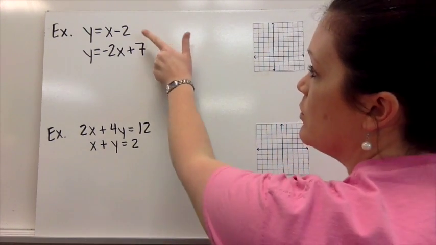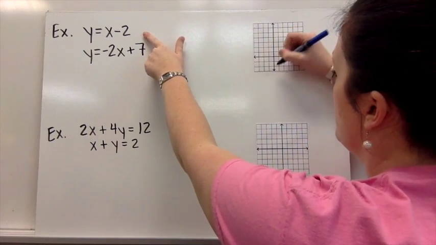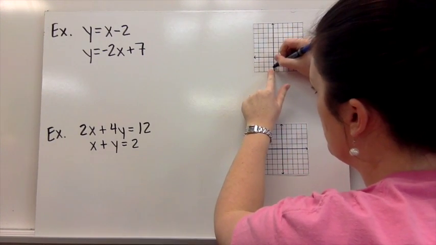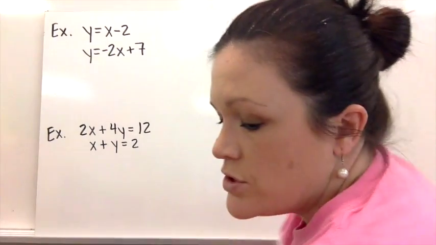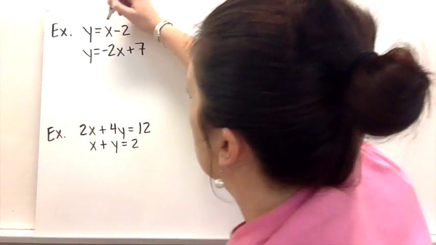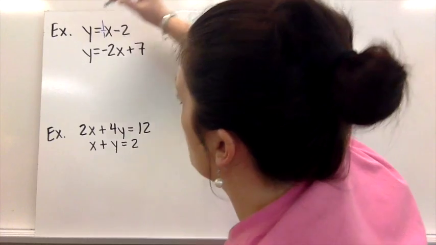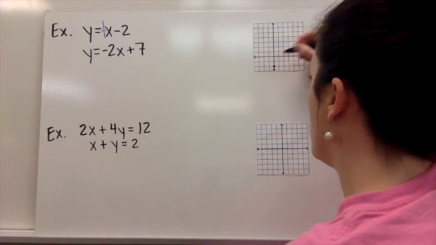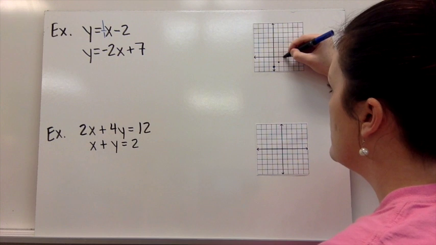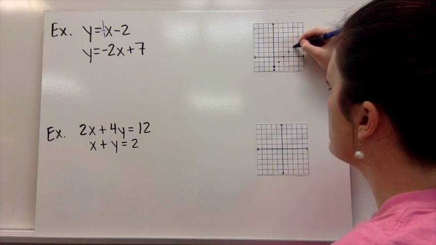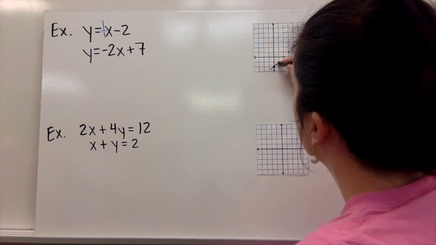I'm going to start with the y-intercept at -2. So I go down 2 and put a point. Then I have a slope of 1. There's an understood 1 in front of x, which is like 1 over 1. So I need to go up 1 from -2 and to the right 1. And I can do that a couple of times to have a nice sketch of my line.